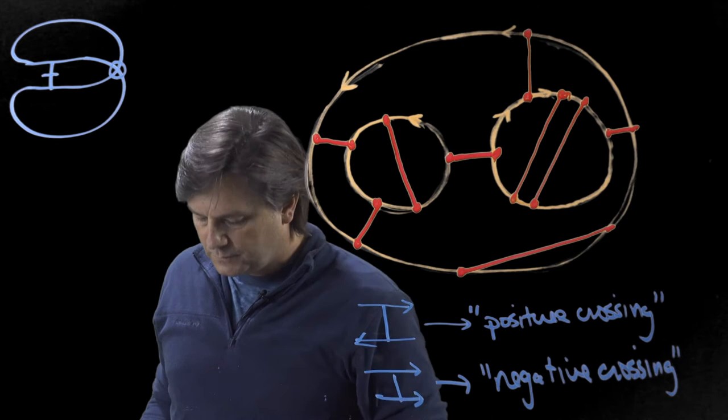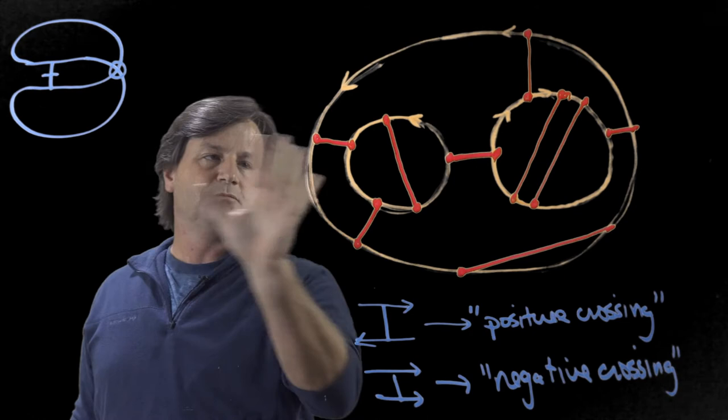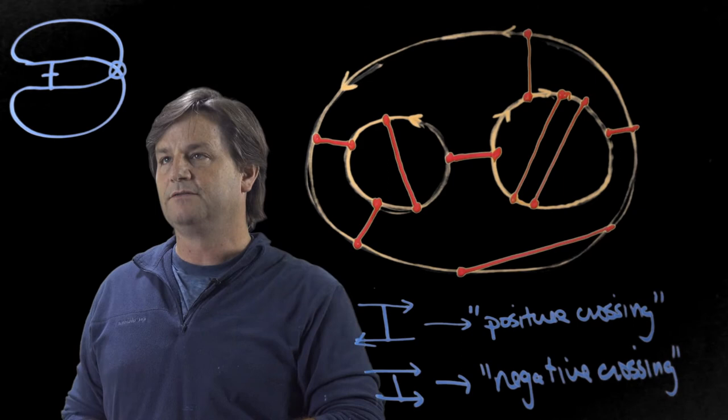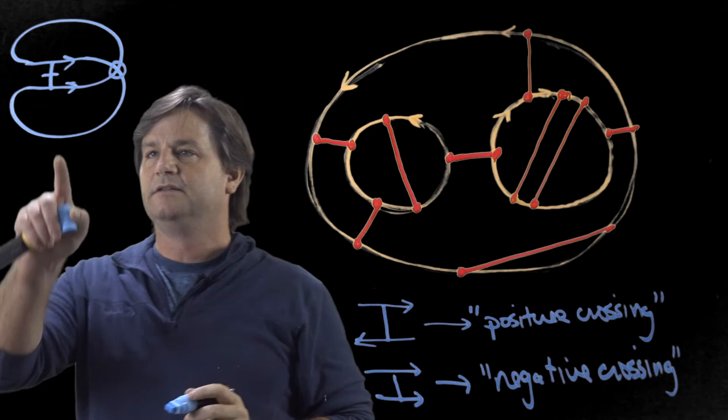So again, there's going to be some nice aspects of planar graphs. In particular, you can always choose a planar graph so that there's only always positive crossings. I'll let that be an exercise for you. But when you get to non-planar graphs like this one, you see that there is really no way to get out of this being a negative crossing.